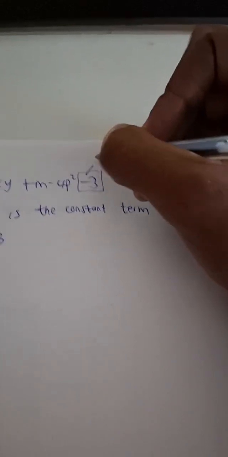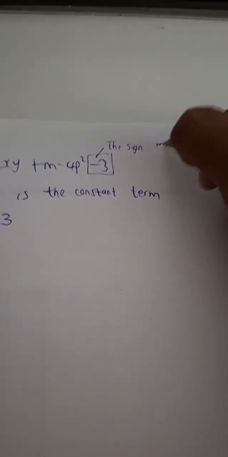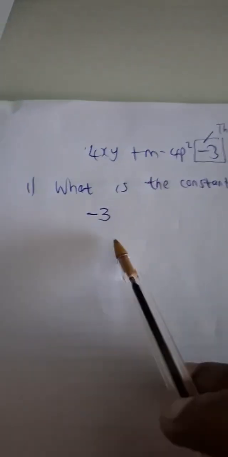this is negative 3. The constant term here is not just 3, but it is negative 3. The sign of that particular constant number must be included. If you don't include the sign, then it means that you are not identifying the constant in its totality. We need to identify the constant in its totality.